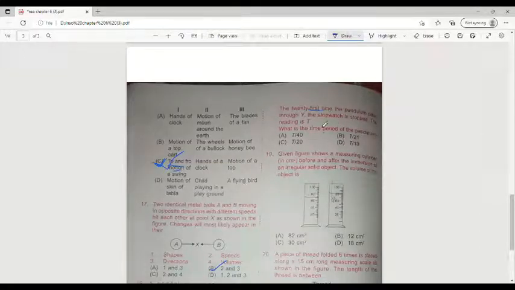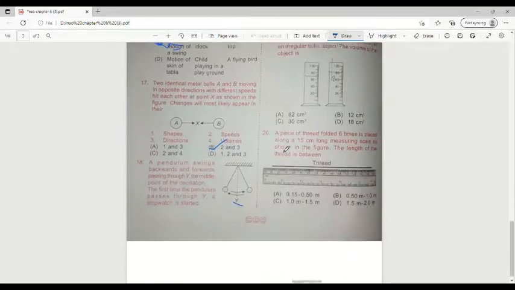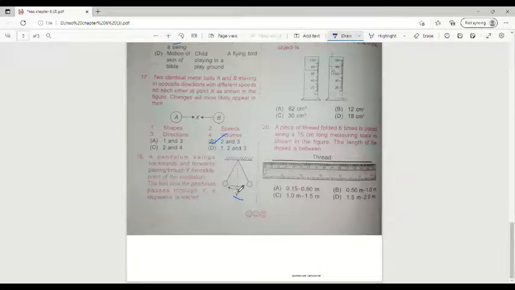The reading is T. So T is the reading of the stopwatch. What is the time period of the pendulum? As we know, the time period is the time taken upon the number of oscillations. But we don't know the number of oscillations. They told us that from this point we are starting the counting.